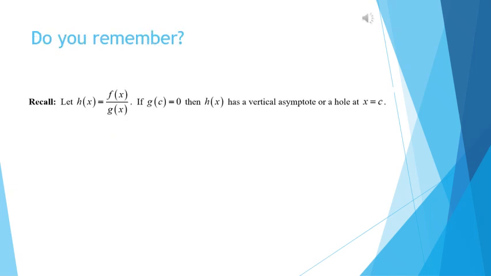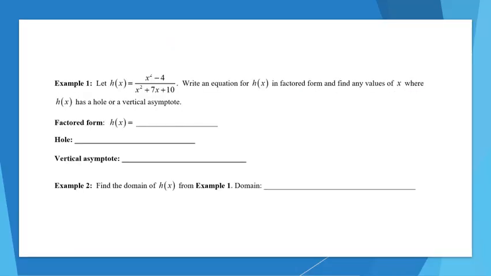Now, if you remember from the last few classes, a rational function is just two polynomials on top of each other. Take that denominator polynomial, and if there's a value for which that denominator polynomial is equal to 0, then at that value, that function will have either a vertical asymptote or a hole where the denominator is equal to 0. So let's try, with everything we know about holes and domains and vertical asymptotes, let's try example 1 together.